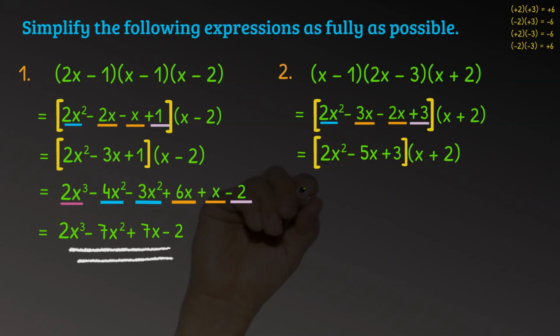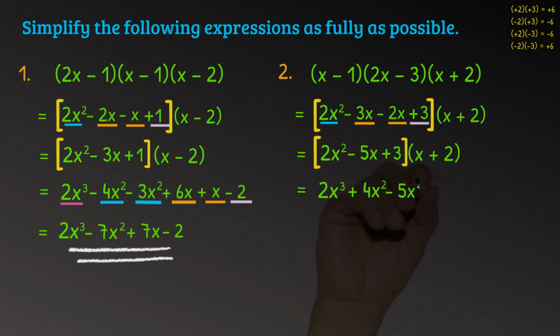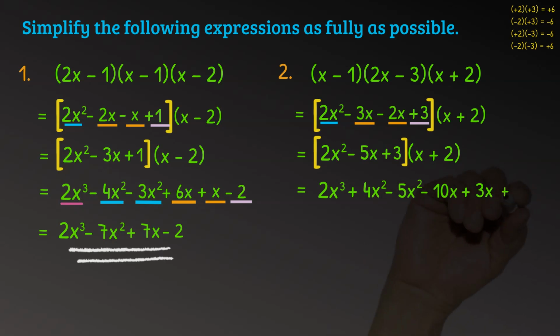Then multiplying out these two brackets, we get 2x squared times x is 2x cubed. 2x squared times plus 2 is plus 4x squared. Minus 5x times x is minus 5x squared. Minus 5x times 2 is minus 10x. Plus 3 times x is plus 3x. And plus 3 times 2 is plus 6.